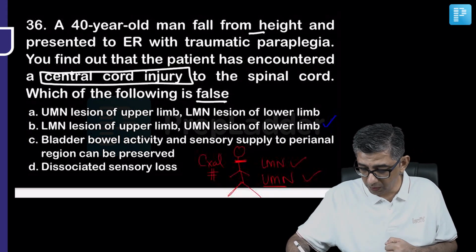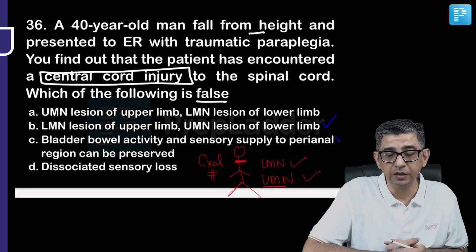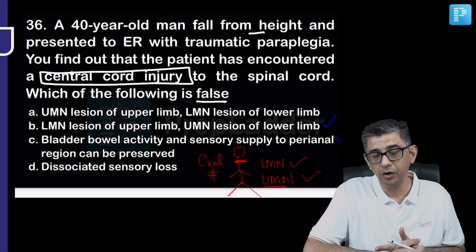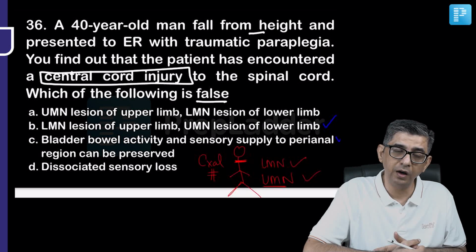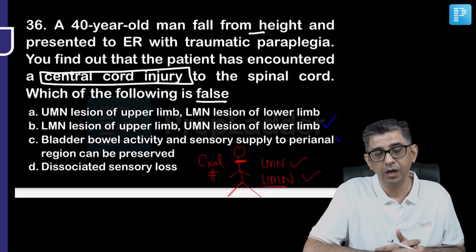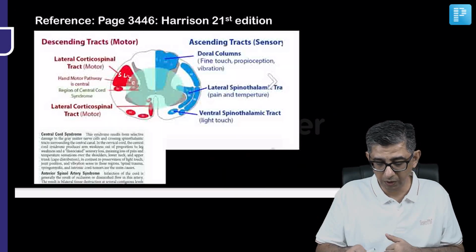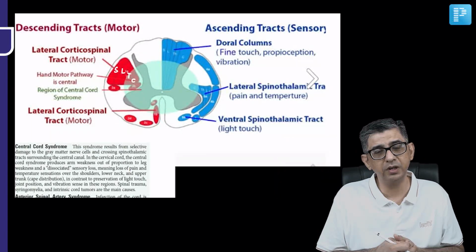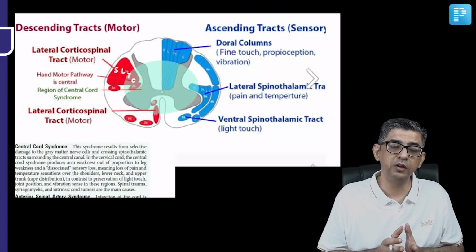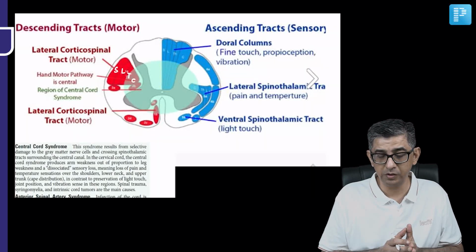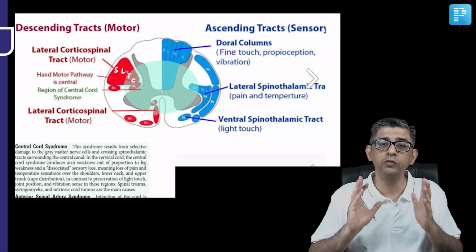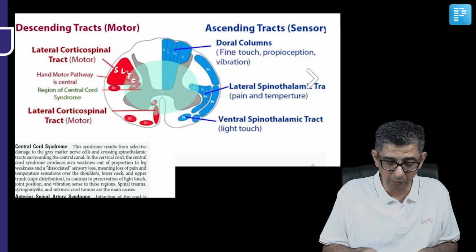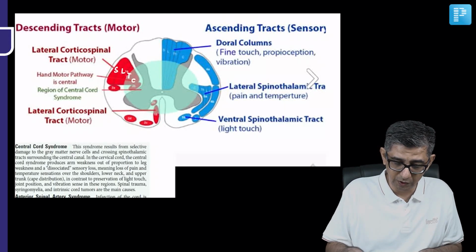Now you are left between A versus D. D says dissociative sensory loss. Now the pathway involved in this case is the lateral spinothalamic pathway, and because central cord syndrome would again occur in a very asymmetrical fashion, there can be a development of dissociated sensory loss. The meaning of dissociated sensory loss is that the sensory loss does not occur all over the body. It is mainly over the neck area and the shoulder area in a cape distribution. This is what the textbook says.